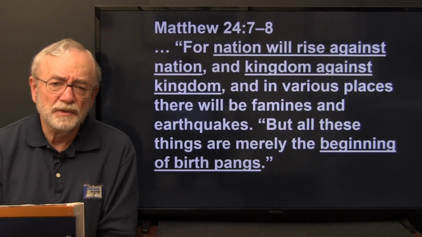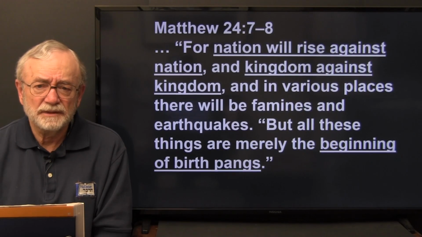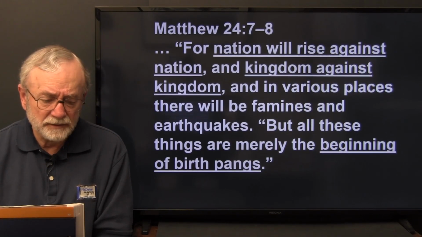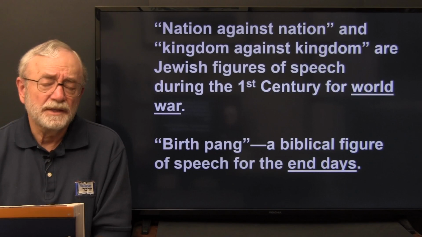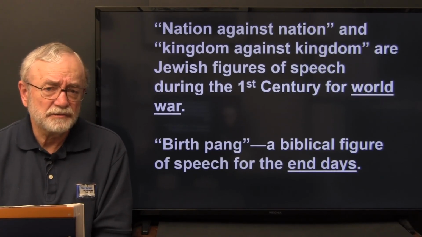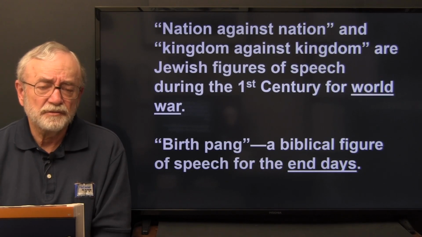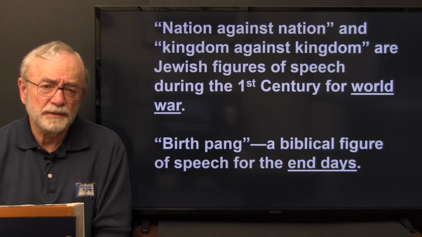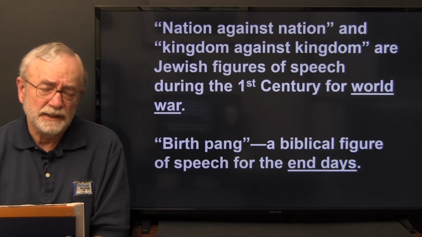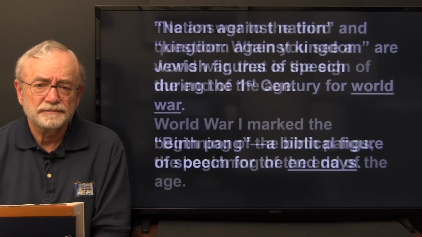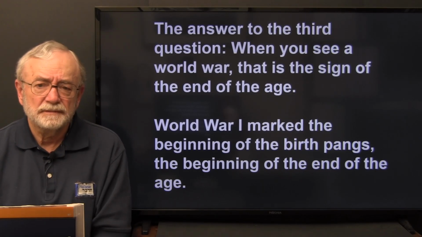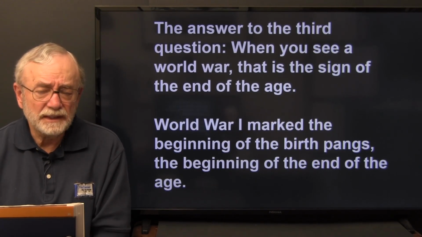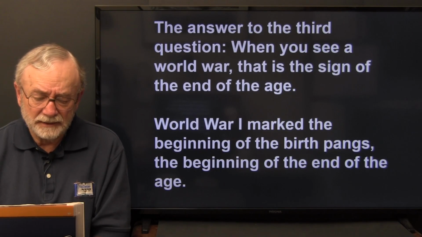Yeshua says, "For nation will rise against nation, and kingdom against kingdom. In various places there will be famines and earthquakes. But all these things are merely the beginning of the birth pangs." So nation against nation and kingdom against kingdom are Jewish figures of speech during the first century for a world war. And birth pang is a biblical figure of speech, a picture for the end days. So the answer to the third question, when you see a world war, that is the sign of the end of the age. So World War I marked the beginning of the birth pangs, the beginning of the end of the age.